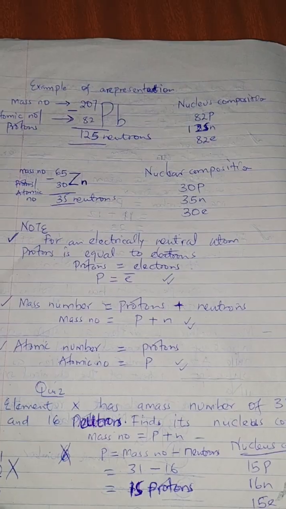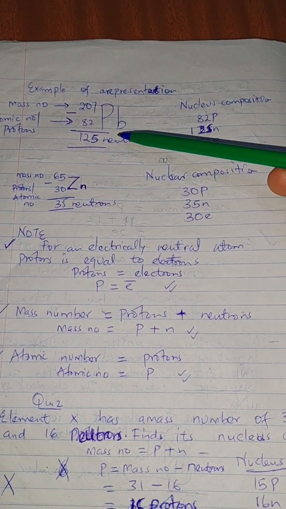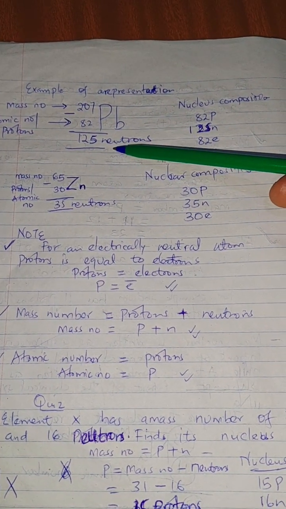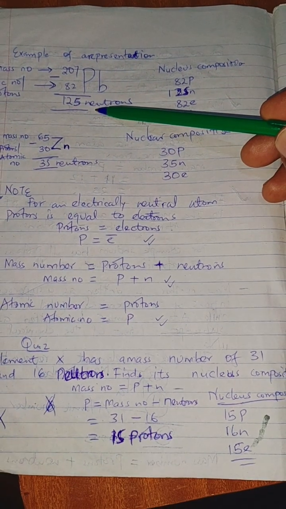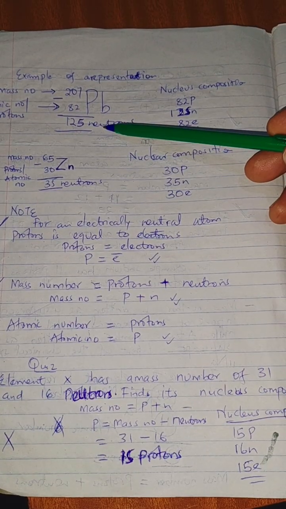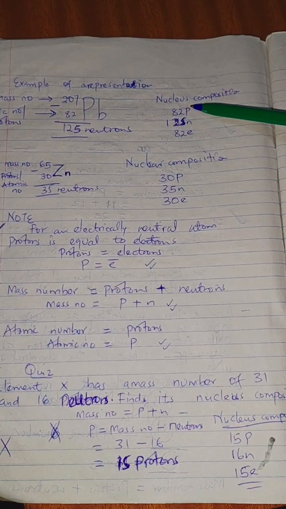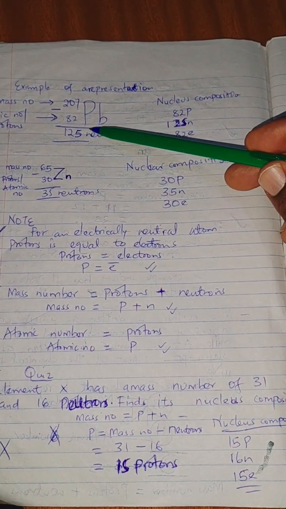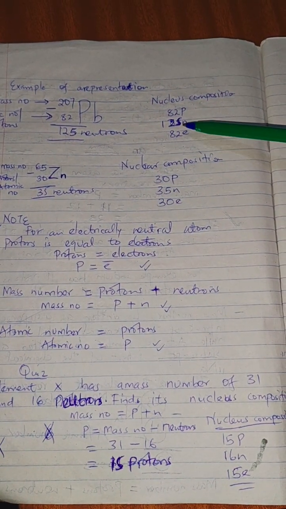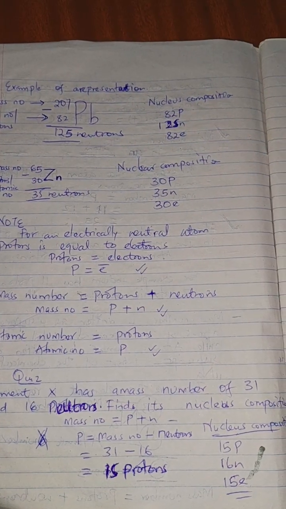Now, for example, we have a question here. Lead has a mass number of 207 and atomic number, or the number of protons, is 82. To get neutrons, you subtract 207 minus 82, you get 125 neutrons. Therefore, the nuclear composition is as follows. It has 82 protons. Protons, remember, is the same as atomic number here. It has 125 neutrons. These two are found in the nucleus, but electrons are distributed in the energy levels.